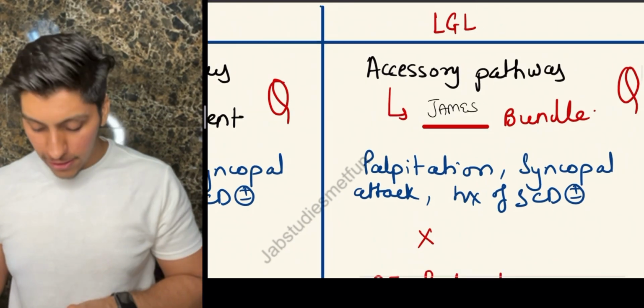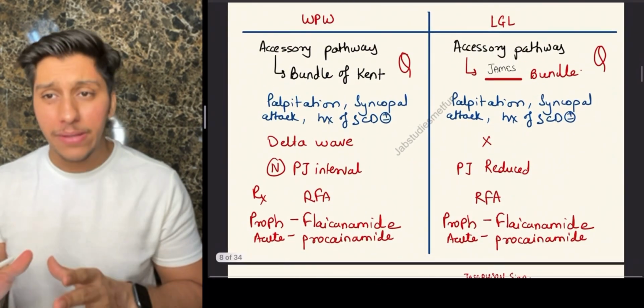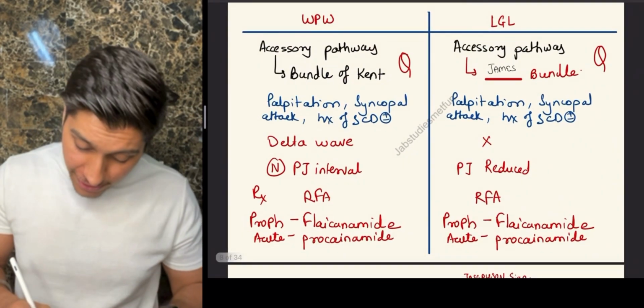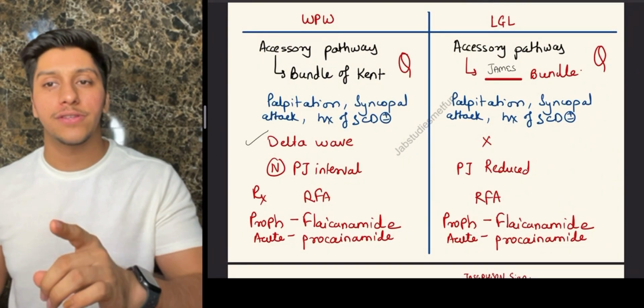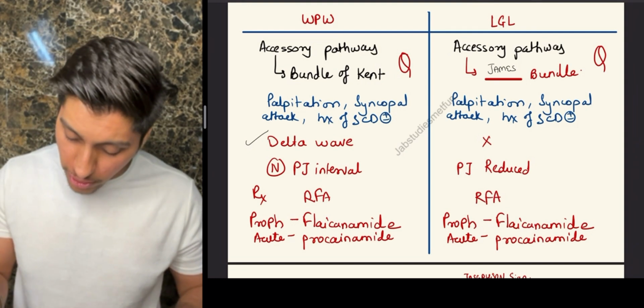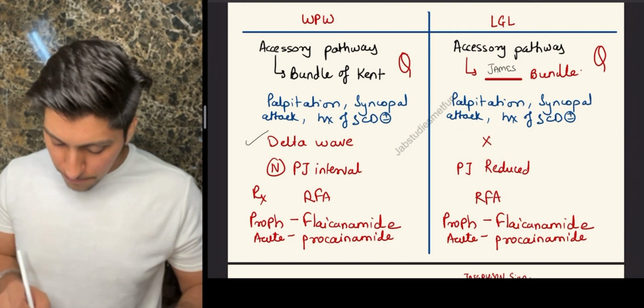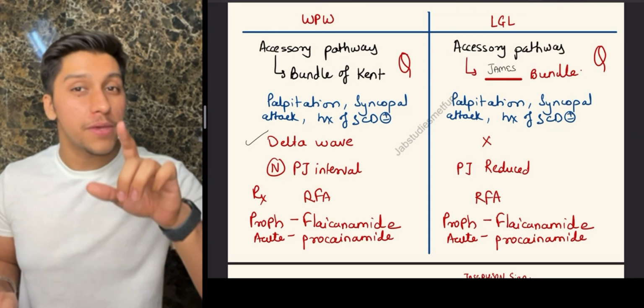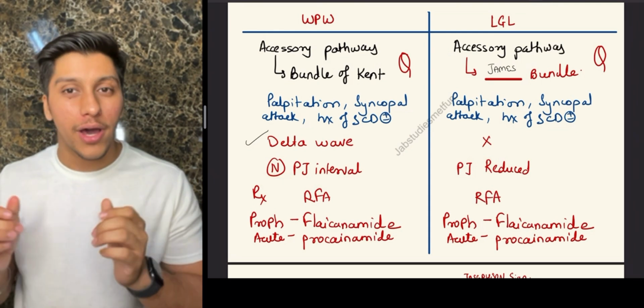Okay, James bundle. Next, guys, symptoms are going to be the same. You will have a delta wave in Wolff-Parkinson-White because there is no Q, but you will not have any delta wave in case of Lown-Ganong-Levine syndrome. PJ interval is normal because your PR is getting less and you're having a broad QRS complex.